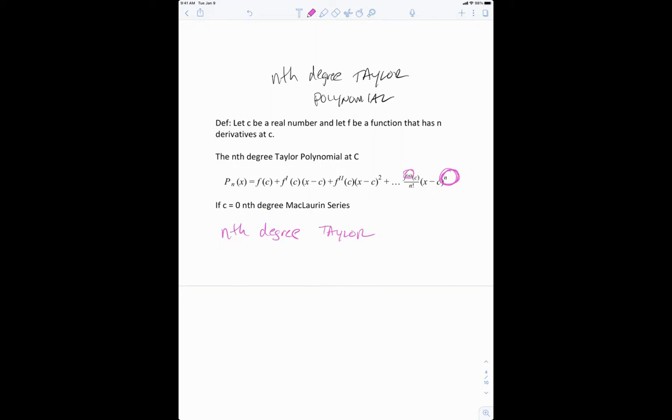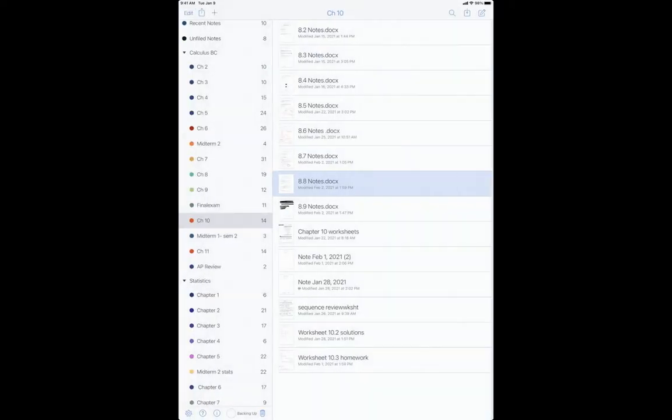So all this says is this is just the definition of a Taylor series, right? f of c, f prime of c times (x minus c). We just go until you get to the nth degree. So someone's going to say, find the 5th degree Taylor polynomial. All that means is take 5 derivatives. Stop when you get to the 5th degree. That's all that means. Or Maclaurin: if c equals 0, then it's a Maclaurin. Okay.